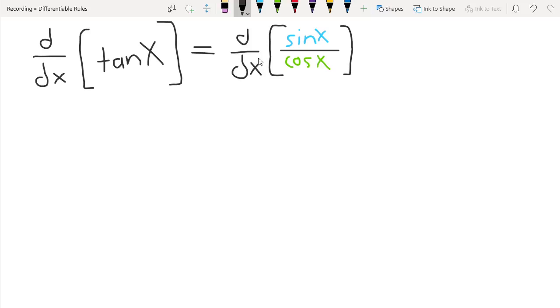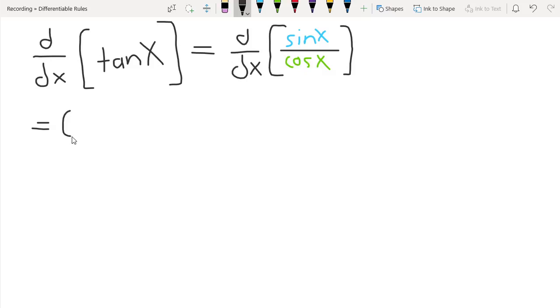Okay, so in order to find the derivative of sine of x over cosine of x, what we do here is we can use the quotient rule that we discussed earlier, because it's just sine of x over cosine of x. It's pretty much the same as f of x over g of x, except f of x is sine of x and g of x is cosine of x. So let's solve this. So we can set this equal to low d high minus high d low over low squared.